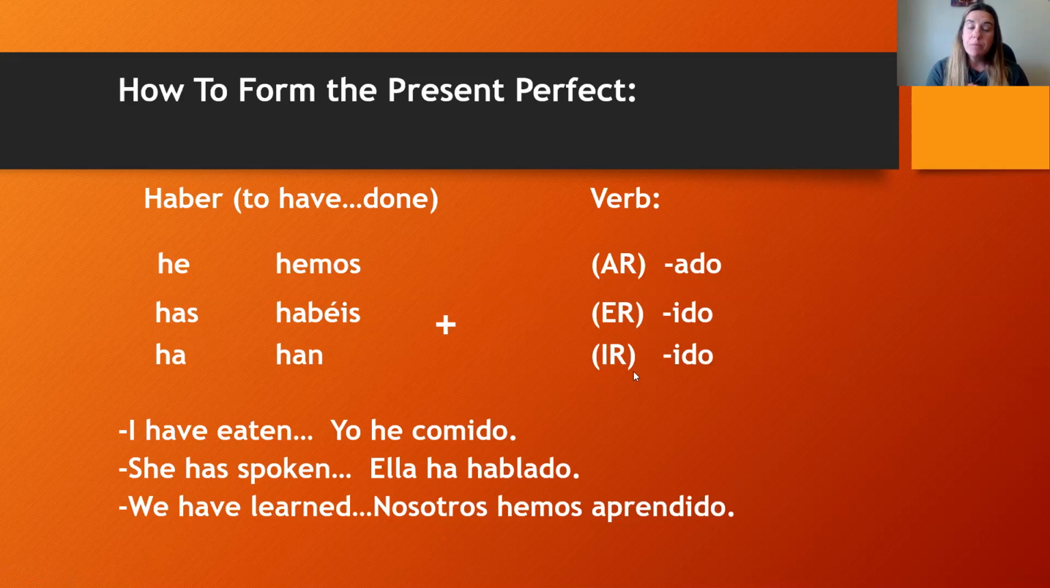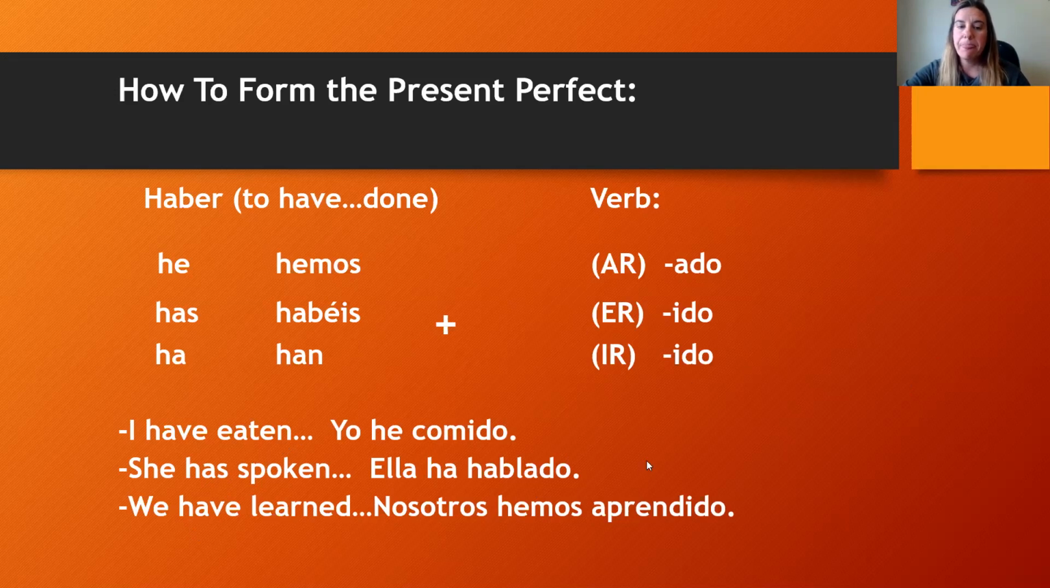So, when you want to form the whole present perfect tense, you first conjugate the verb haber for whomever you're talking about, yo, él, ella, usted, nosotros, whatever. And then you make the participle of the verb by dropping the AR, ER, or IR off the end and adding ado or ido. So to say I have eaten, it would be yo he comido. I have eaten. She has spoken. Ella ha hablado. We have learned, nosotros hemos aprendido.